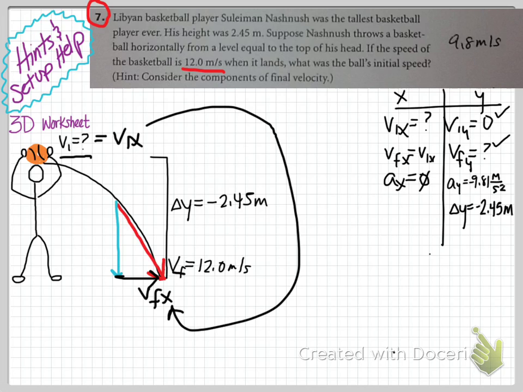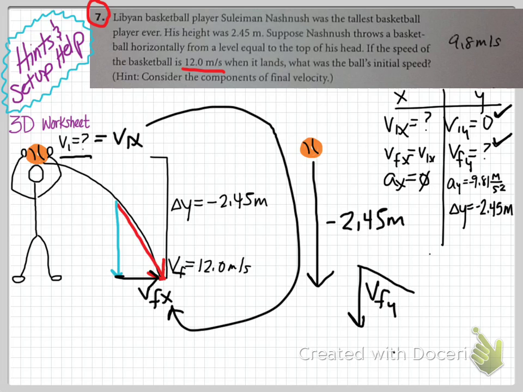So, if we just looked at this basketball on the y-axis, and it dropped 2.45 meters with an initial velocity of 0, and we knew its acceleration, could we figure out its final velocity? You bet we could.